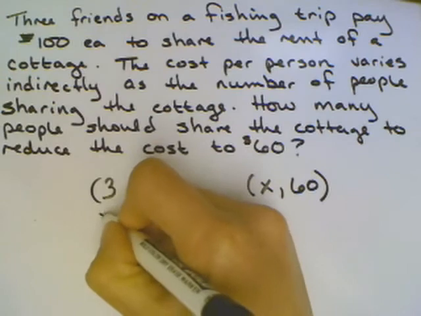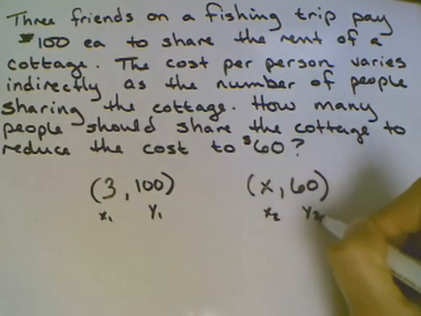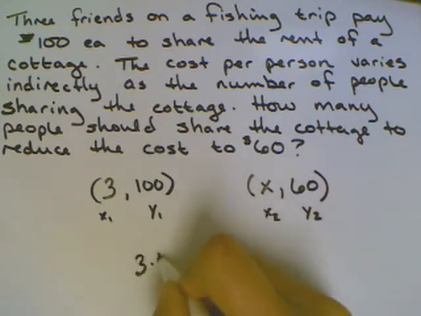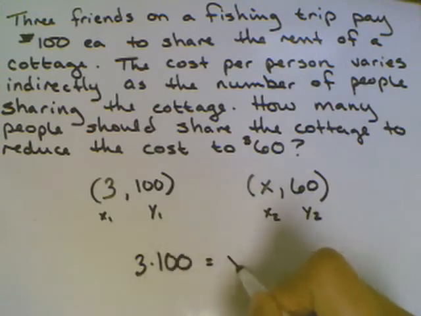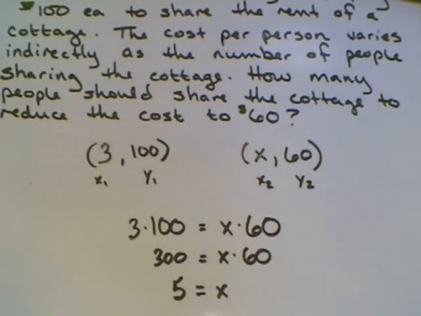If I think of this as my x1, y1, x2, y2, then I can use the formula for indirect variation that compares 2 points. So 3 times 100 will equal what times 60? 300 equals x times 60. If I divide by 60, I will find out that I need 5 people to share the cottage so that the cost would be 60.